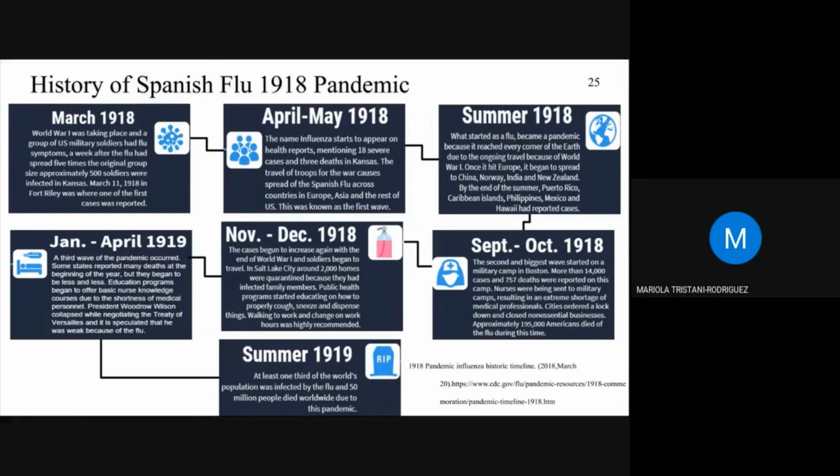An interesting fact is that President Woodrow Wilson collapsed while negotiating the Treaty of Versailles, and it is thought that he was weak because of the flu. Finally, in summer 1919 was the end of the pandemic, and at least 1/3 of the world's population was infected by the flu, and approximately 50 million people died worldwide. You can pass the slide.